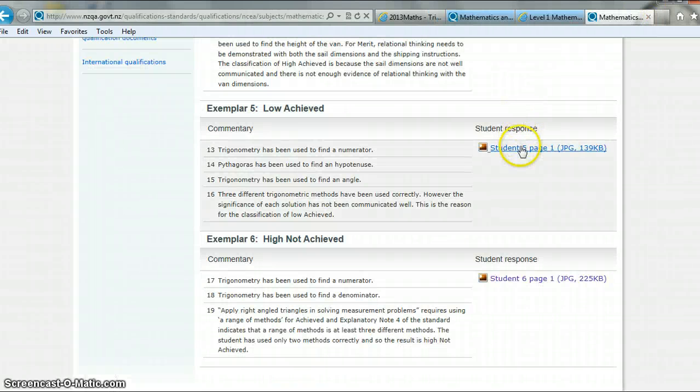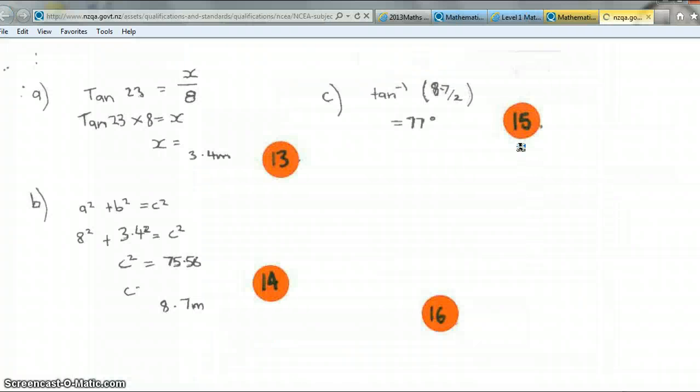Let's have a look at a low achieved. They've done trigonometry, they've used it to find a side, they've done trigonometry to find an angle, and they've used Pythagoras. So that's actually all the working that they've shown and they've managed to pass. Although it's actually A, B and C which must relate to the question.